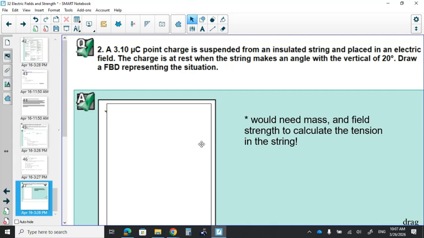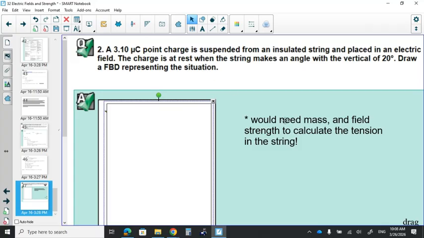And visualize the connection to other things we've seen before. If we had a charge suspended from an insulated string, and the charge is at rest when the string makes an angle of 20 degrees to the vertical, and so on. Basically, it just says draw the free body diagram of the situation. So it's a stressful question. You're reading it and you realize, oh, I just have to draw the diagram.